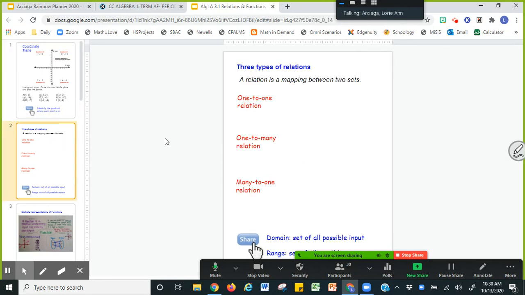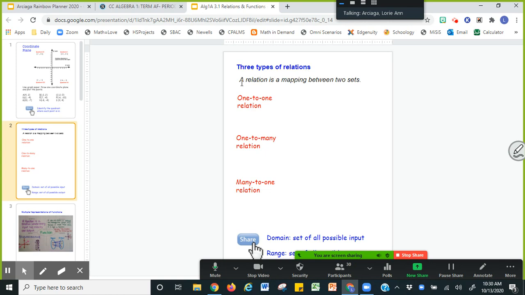All right, in the second slide, we are going to talk about different types of relation. And for each type of relation, we're going to talk about ordered pairs and some buzzwords here at the bottom: domain and range. So go ahead and copy down your subtitle, 3 types of relations.